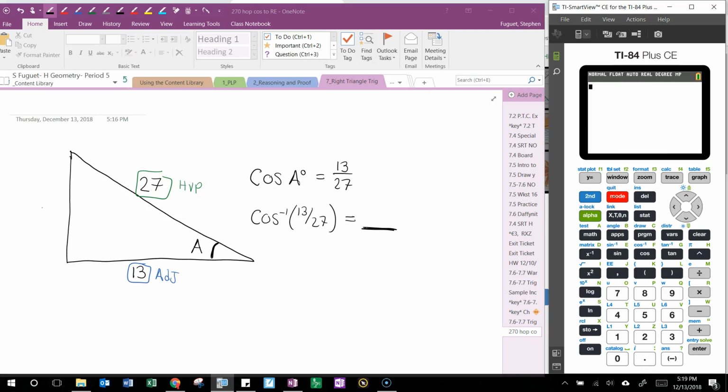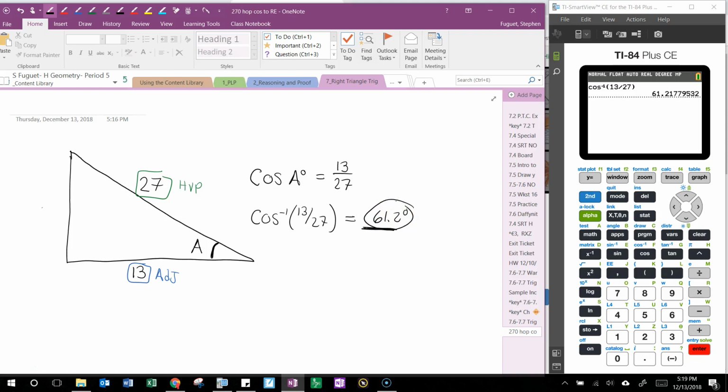And so again, to get that inverse cosine, you're going to press second, click on cosine, and you'll get that cosine -1 notation. Inside the parentheses, you're going to type the ratio, 13 divided by 27. And when we press enter here, you're going to end up with 61.21, so we'll call it 61.2 degrees.